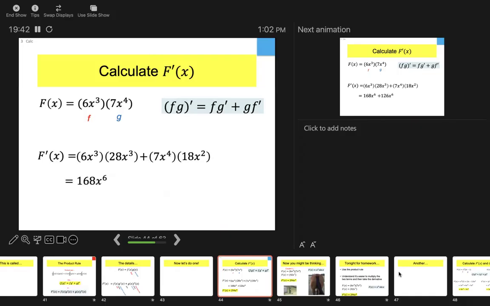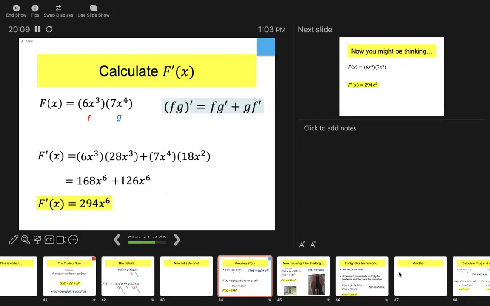7 times 8 is 56, carry 5. 7 times 1, 7 plus 1 plus 5 is 12, so 126 x to the... what? Oh, 6. x to the 6th. Hey, it's by coincidence, this typically doesn't happen. Look, we got the same power, so we can actually add these together. Let's see, what do we get? 294.